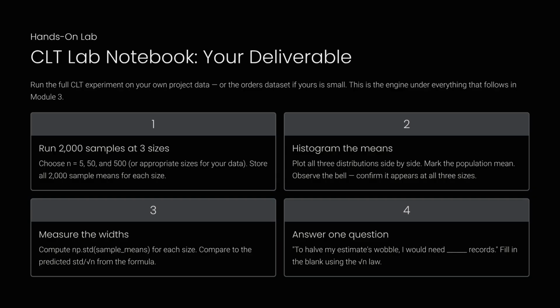Now it is time for your hands-on lab. You will run the CLT experiment on your own data. This process is the engine behind all the analytical work we will do in the rest of this module. This starter code template will guide you through the experiment. Swap in your own dataset, run the loop, and observe how your data behaves across different sample sizes.